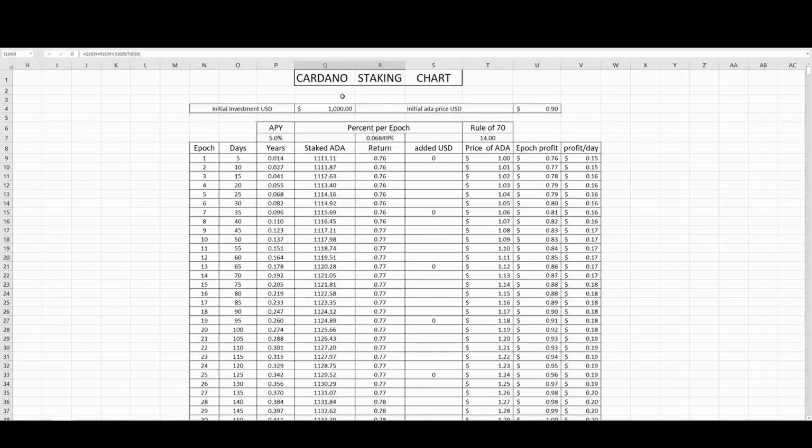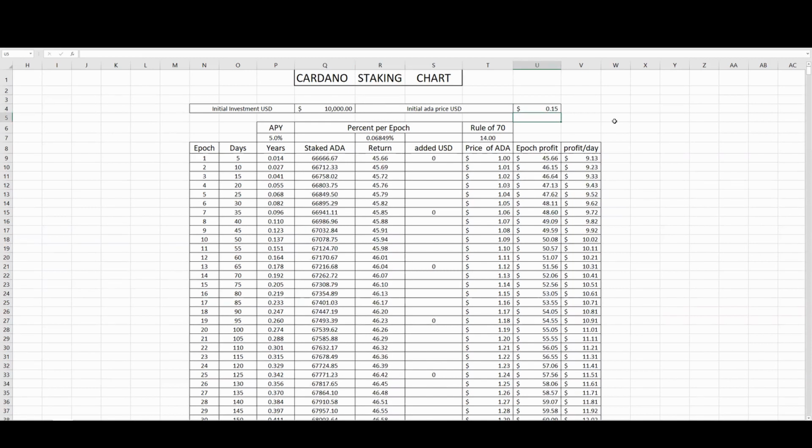So let's do something a little different. And let's say you invested $10,000 earlier this year when the price of ADA was 15 cents. So if you did this, this would net you a total bag of 66,666 ADA, and you would be earning roughly 45 ADA every epoch. Not the current value of ADA of about $1.